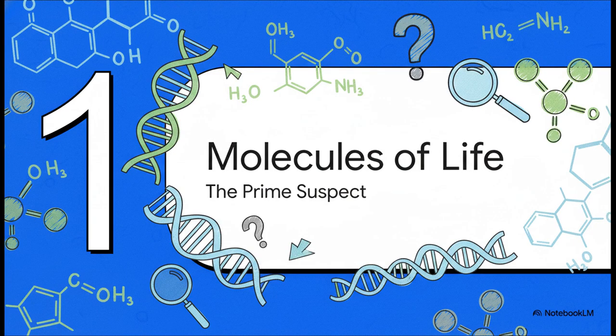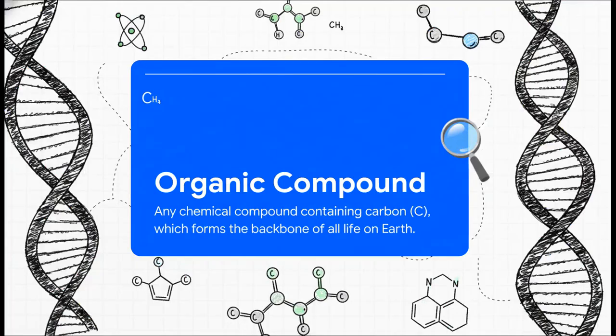Okay, so our investigation kicks off by getting a good look at our prime suspect. What exactly is an organic compound, and why is it so incredibly important? So the key takeaway here is pretty simple. If a molecule has a carbon backbone, we consider it organic. That's it. From the simplest little methane gas molecule all the way to the unbelievably complex DNA that holds your entire genetic code, carbon is, without a doubt, the MVP of life's chemistry.